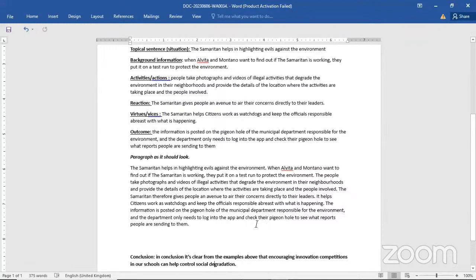Instead of saying science fair, basically, it's clear that this conclusion ends up discussing what I've talked about. So in conclusion, in summary, in brief, it's clear from the examples above that encouraging innovations and innovation competitions in schools can help control social degradation. So that is an example of a conclusion, very brief, but it captures the essence of what you're supposed to talk about.